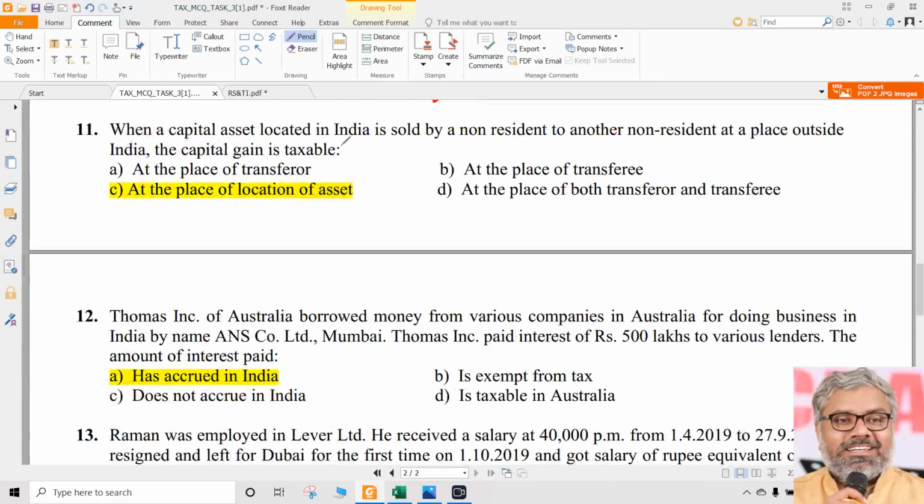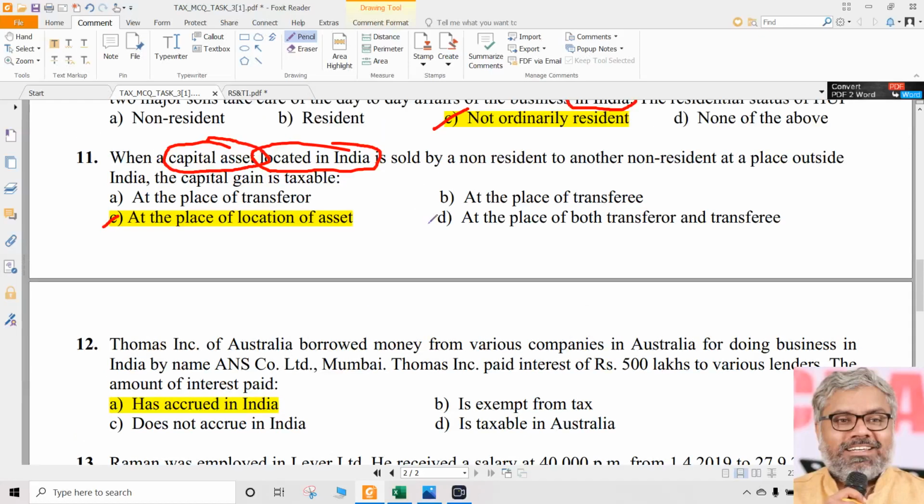Then question number 11. When a capital asset located in India is sold by a non-resident to another non-resident at a place outside India, all these things do not matter. What matters is that the asset is located in India. The question asks whether it is taxable at the place of transfer, or transferee, or both. None of that. It is taxable at the place where the asset is located. What is the location of the asset? In India. So naturally it is taxable in India. Sold by a non-resident to a non-resident at a place outside India, all of that is irrelevant for us.